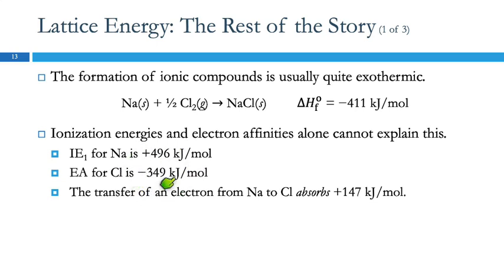If we add these up, though, we've only got 147, and it's actually in the wrong direction. So just looking at electron affinity and ionization energy, that would predict that this would be endothermic. It would absorb 147 when we know that it's exothermic and releases 411. So there's something missing, and lattice energy is the missing piece.